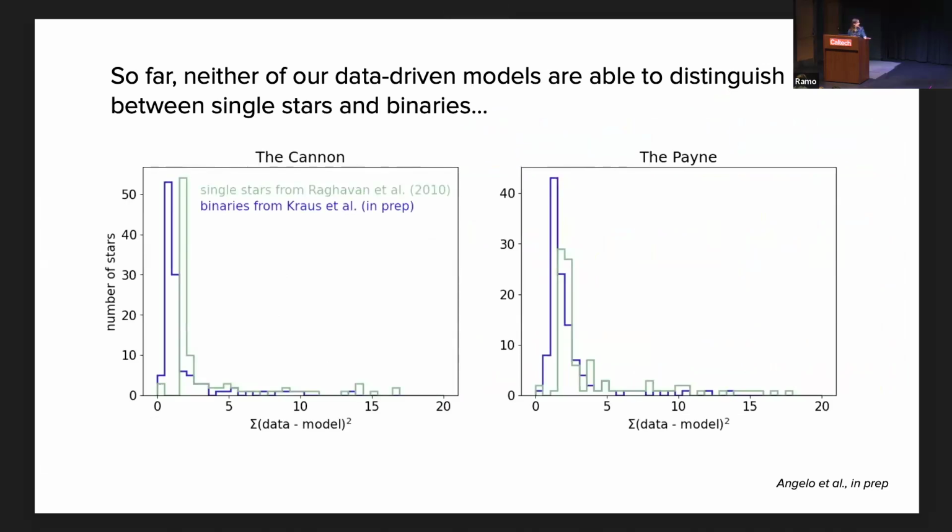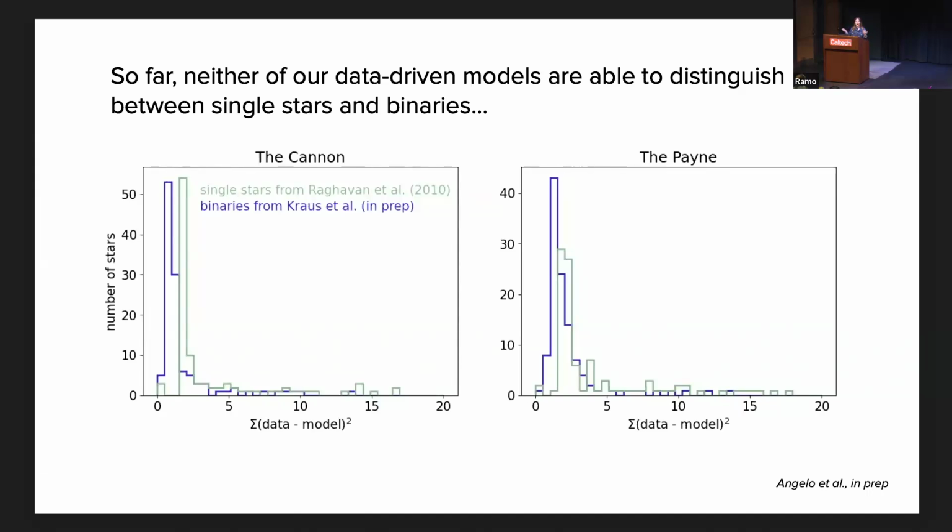So I started with a couple of different validation samples. I took single stars from a survey by Raghavan et al. in 2010 that looked for binaries among a nearby star population and found a lot of stars where there were no binaries. So we used those as our single star validation sample. And then we also had a catalog of binaries that Adam put together. A lot of these were published in his 2016 survey.